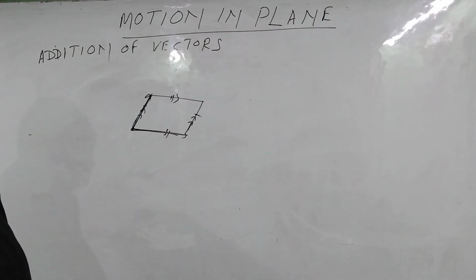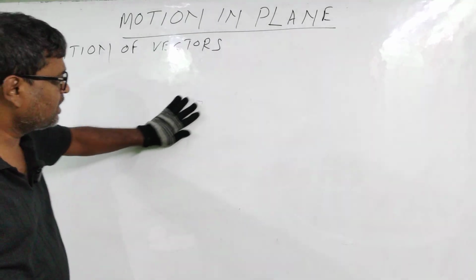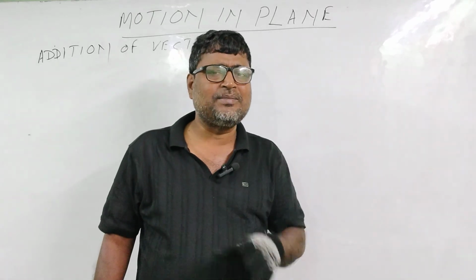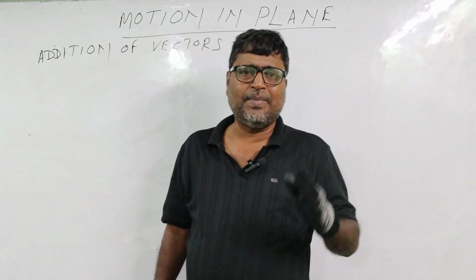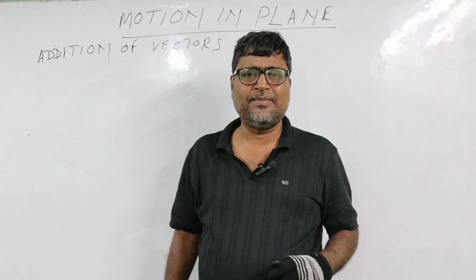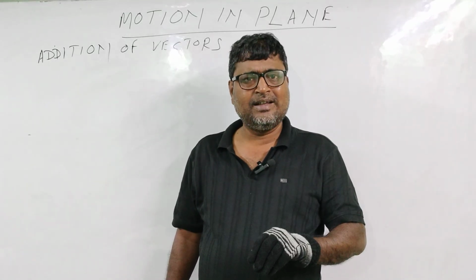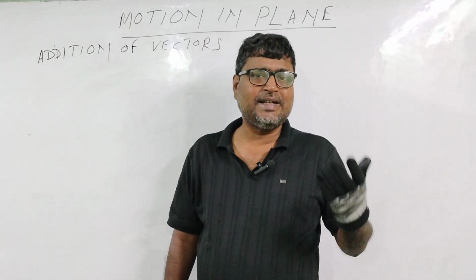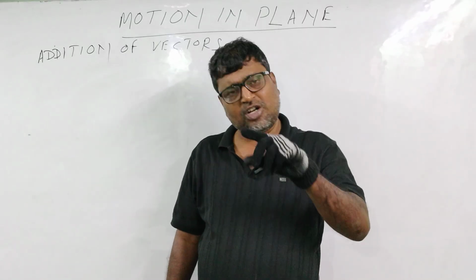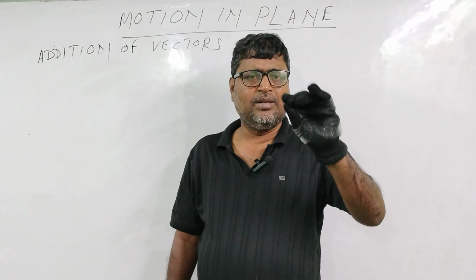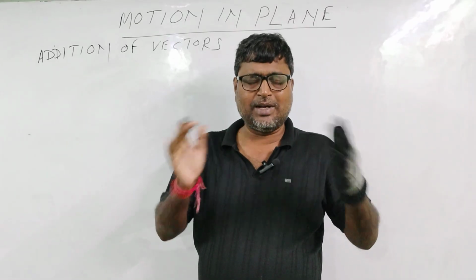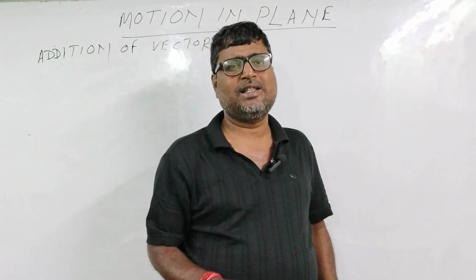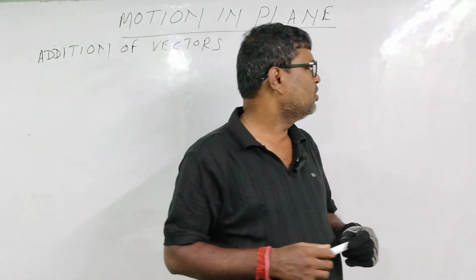The law says: if two vectors acting simultaneously at a point are represented by two adjacent sides of a parallelogram drawn from that point, then the resultant is represented by the diagonal of the parallelogram drawn from that point. A parallelogram has two diagonals, but the diagonal from the point where the vectors start is the resultant.